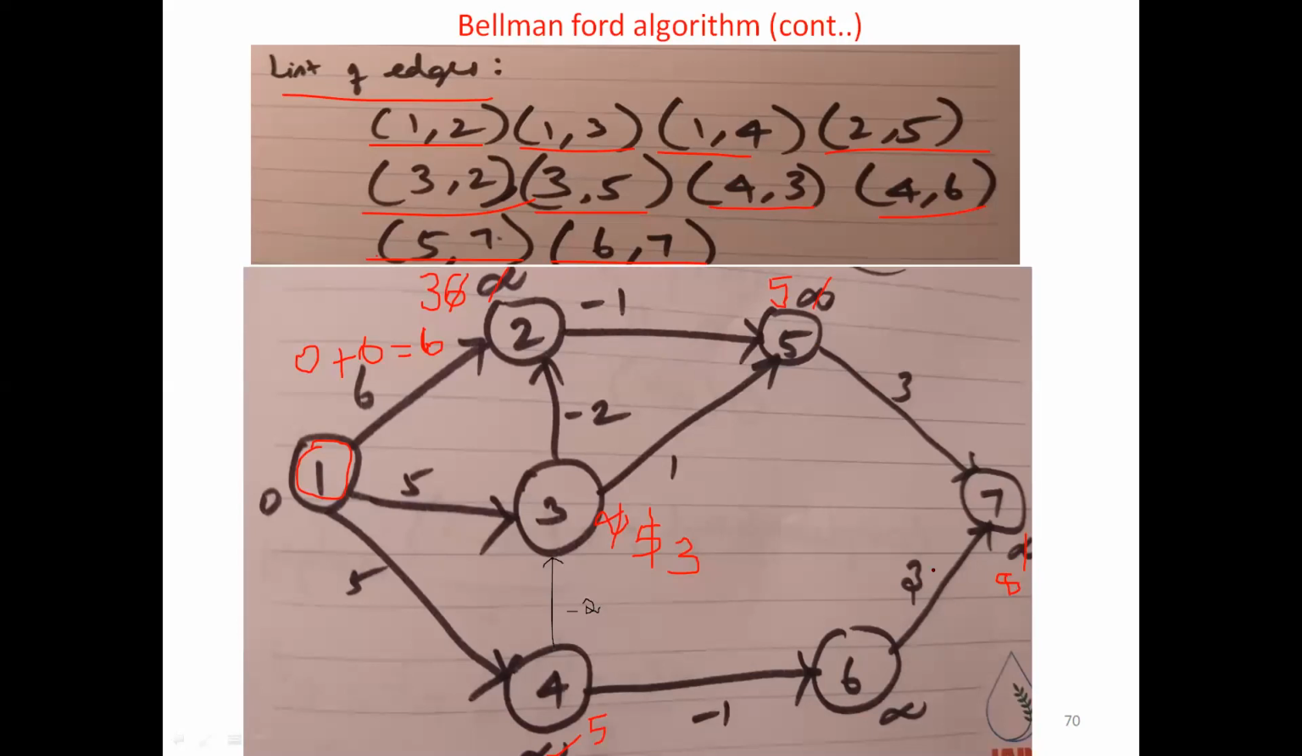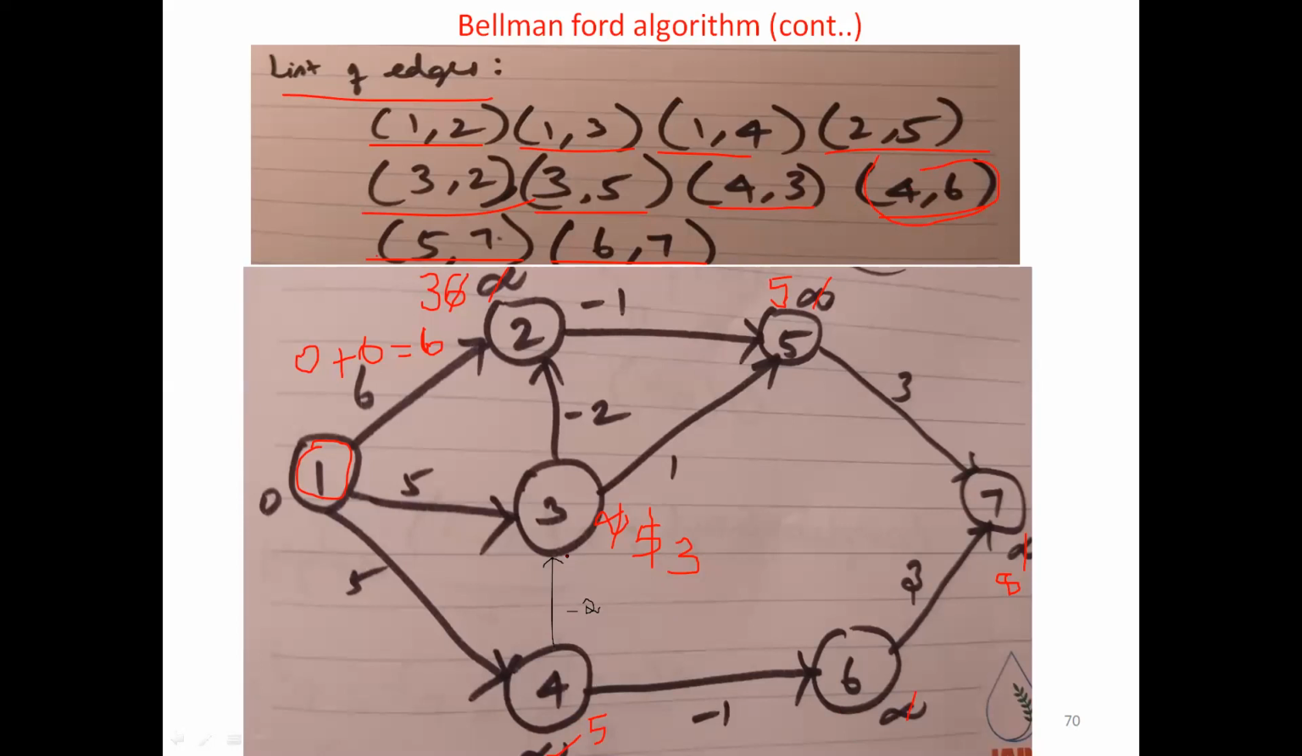4 comma 6 is left. We didn't do this 4 comma 6. Earlier 4 comma 3 we did, then we missed 4 comma 6 also. Yes, 4 comma 6. First we'll complete this one. 4 comma 6, 5 minus 1, so it is 4. So we have to do it in order.